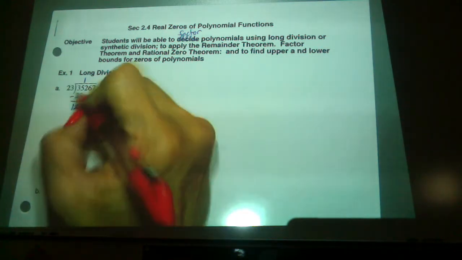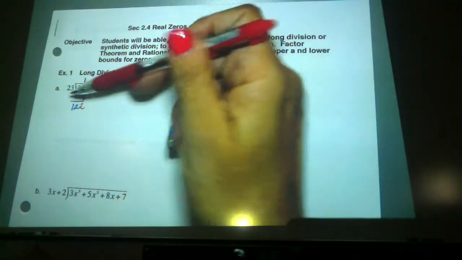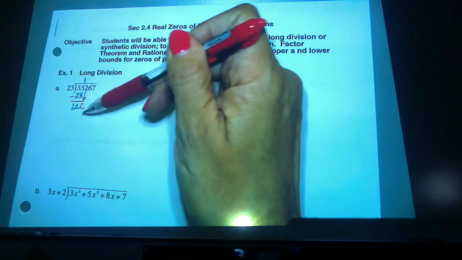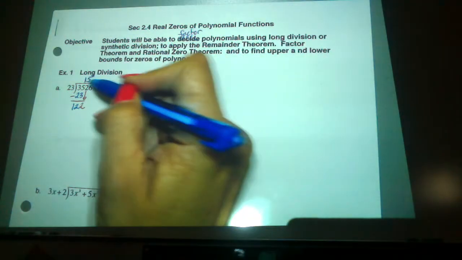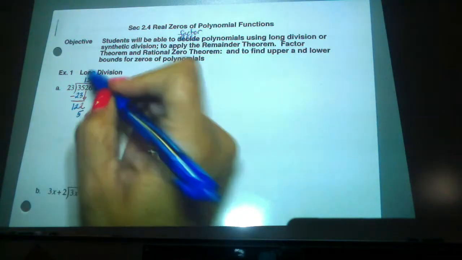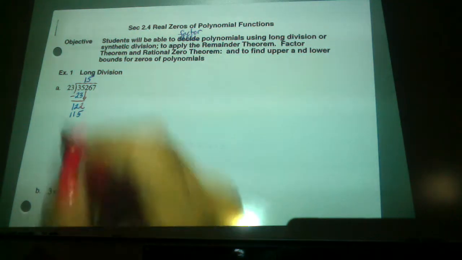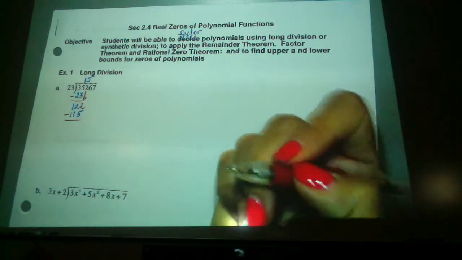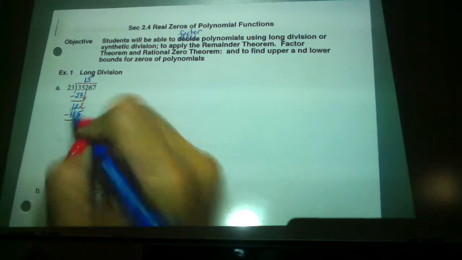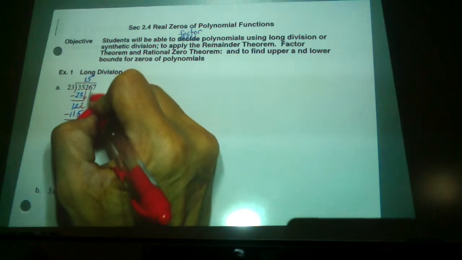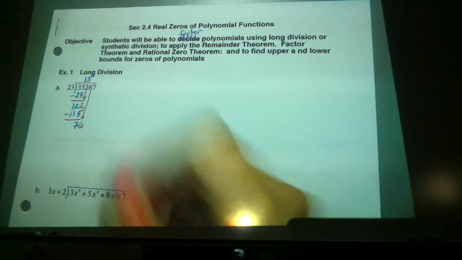Then what do you do? Drop down your next term. So our next term is a 2, so I drop it down. So now I'm seeing how many times 23 will go into 122. What do you propose? 5. 5 sounds good. 5 times 3 is 15, carry the 1. 5 times 2 is 10, plus the 1 is 11. So then draw your line, change the sign. What is 122 minus 115? 7. Then drop down the next term, which in this case is a 6. Start all over again.